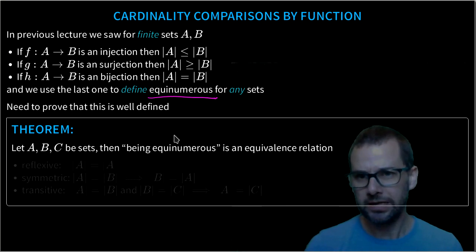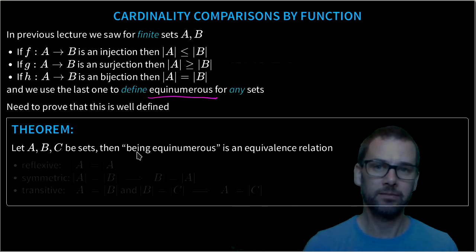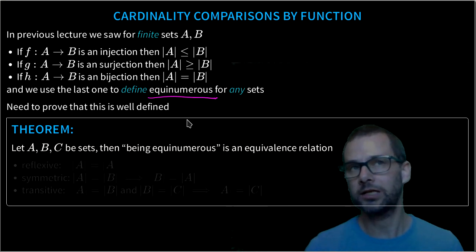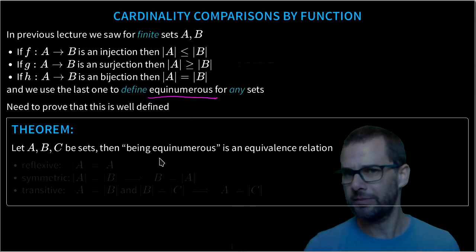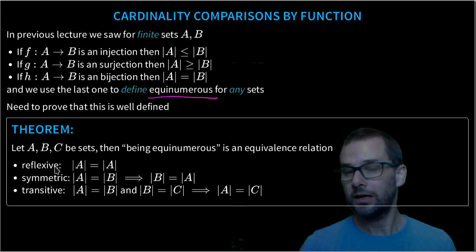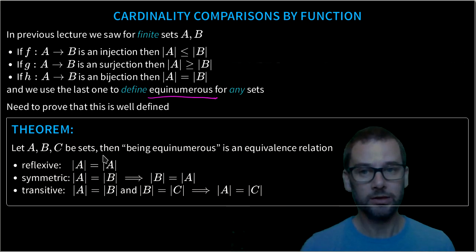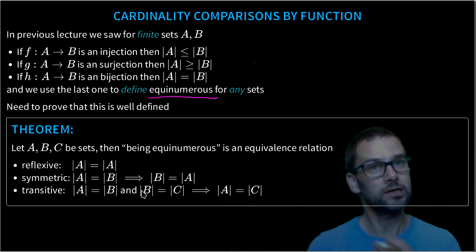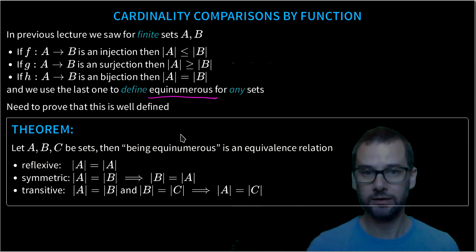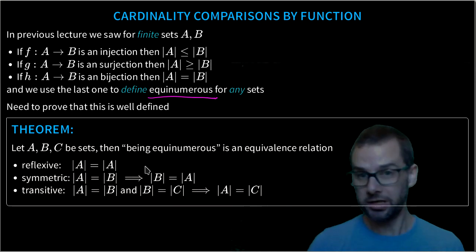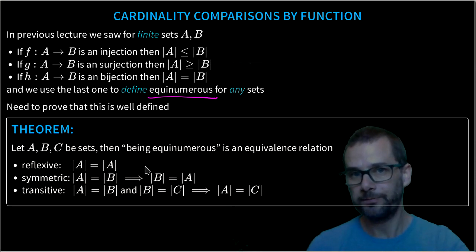In particular, if we take sets A, B, and C, then being equinumerous is an equivalence relation on sets. So let A, B, and C be sets, and then we can show relatively quickly and easily that being equinumerous is reflexive, symmetric, and transitive. These ideas come to us from equivalence relations, and we can prove them quite quickly, basically just using properties of bijections. So let's do that now.